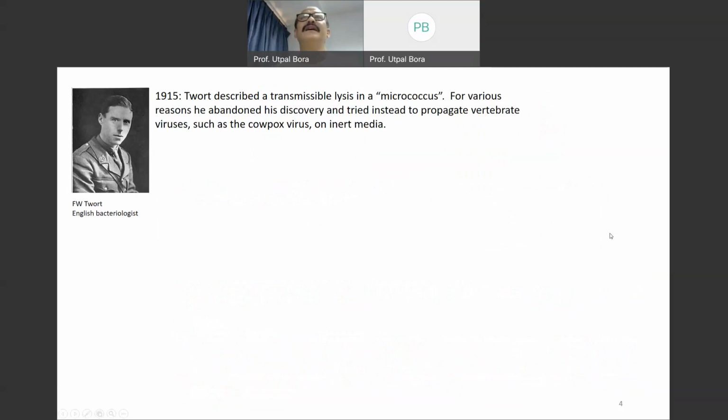Anyway, another important development, which is of big relevance to today's lecture, is the work by the English bacteriologist F.W. Twort. So after this discovery of this virus, in 1915, Twort described a transmissible lysis in a micrococcus. He actually also had to go to the war at that point of time, and there were many other reasons. He had to abandon his discovery. And when he came back to research, he tried to propagate vertebrate viruses and not viruses which infect micrococcus. But anyway, he was the first to describe a transmissible lysis in a micrococcus.